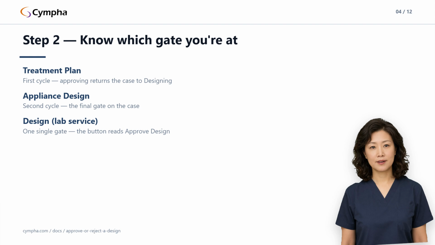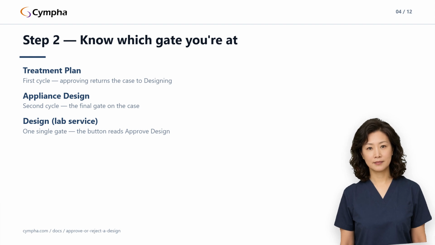Lab service cases have just 1 cycle, label design. The button label always tells you where you are. Approve plan on the first cycle, approve appliance on the second, approve design for a lab service.